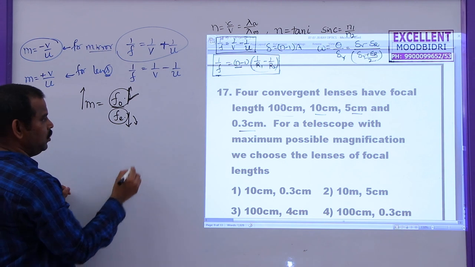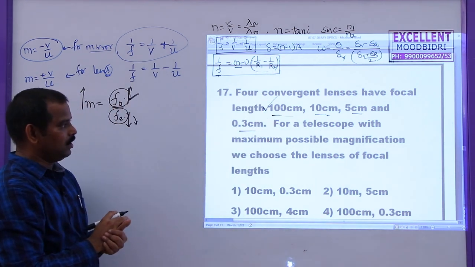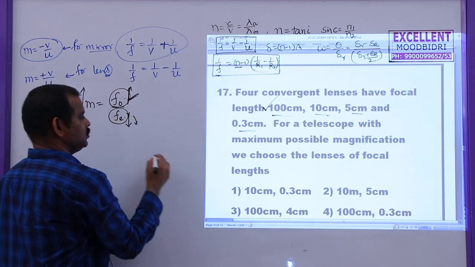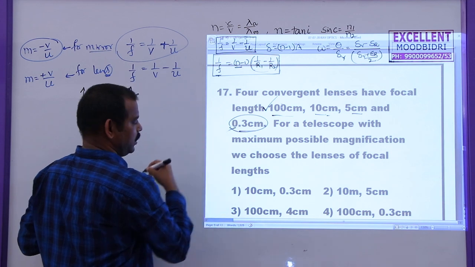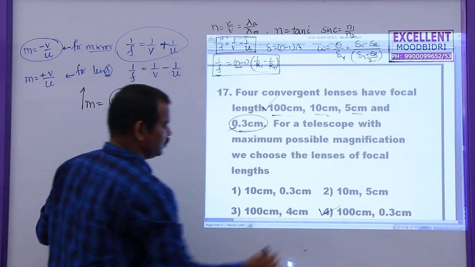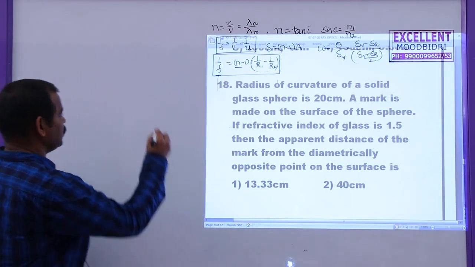For this to be more, in this set of 4, the lens which has the highest focal length should be taken as the objective and the lowest should be taken as the eyepiece, and the answer is 100 and 0.3. Option 4 is correct.